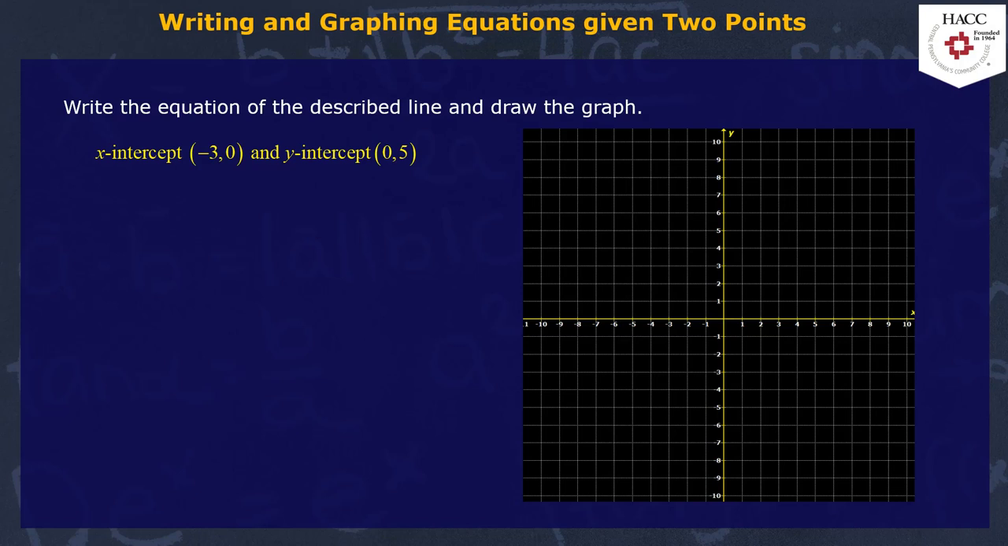Now let's try this one. So again, these are still 2 sets of coordinates. The nice thing about this one is that they do give you the y-intercept. So once I get the slope, I have the y-intercept. I could go right to slope-intercept form.